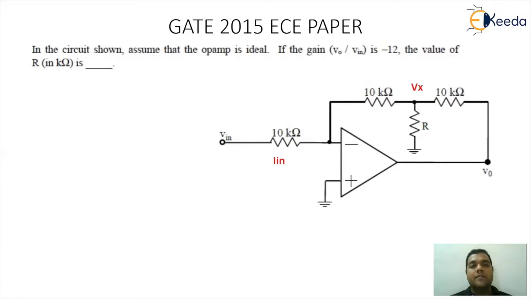So the question is that if the op-amp is ideal in nature and Vo by Vin is minus 12, we are supposed to find the value of R in kilo ohm. The first thing we can find is the input current In. The property of op-amp: if the non-inverting terminal is grounded, it is at zero potential. So the V plus pin is at zero potential, and it will be equal to the V minus pin at zero potential. This is the concept of virtual grounding. So I can get the value of In current.